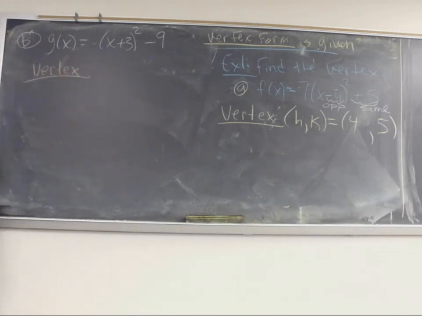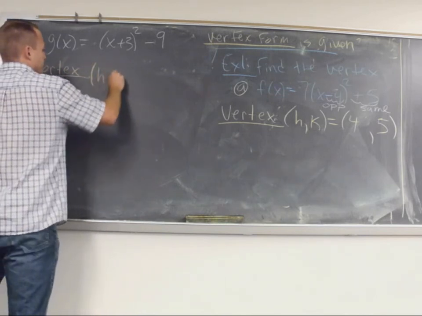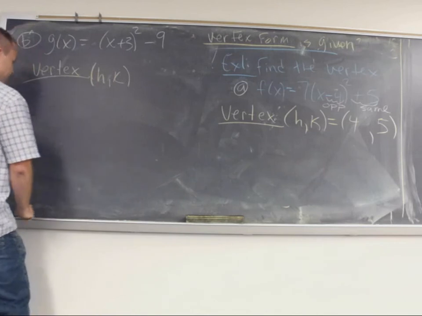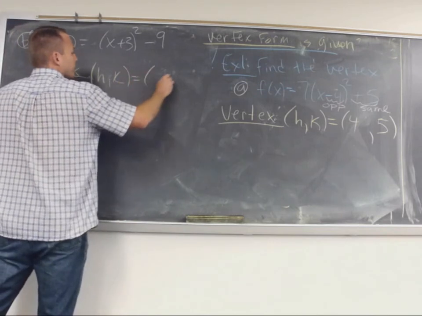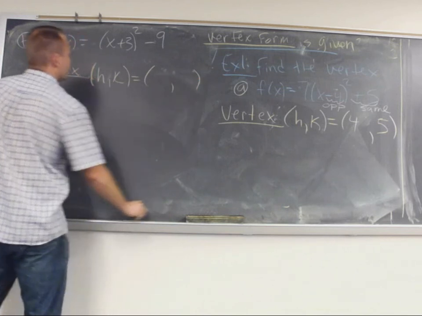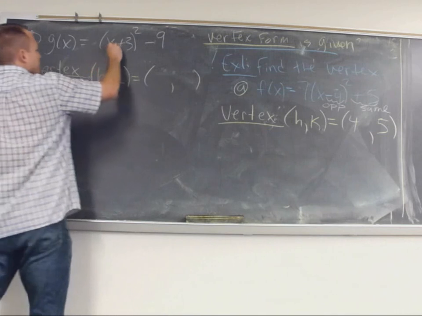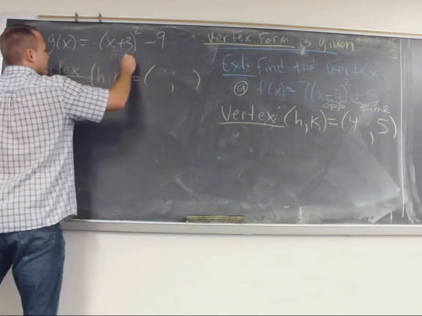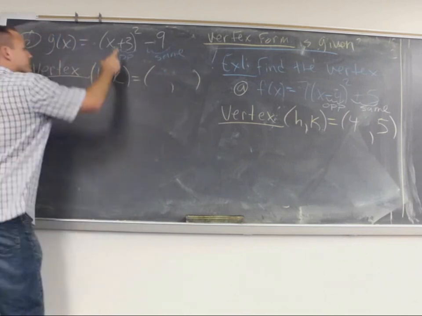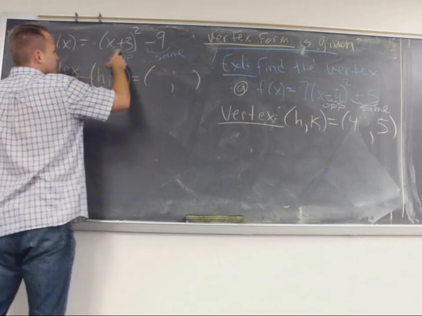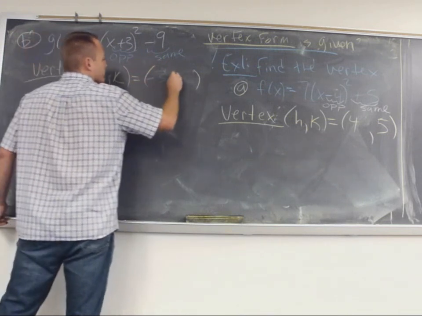But I'm interested in the vertex here, which is h comma k. All right, and so I'm going to have my two values here, and it's the opposite of the inside and the same sign as on the outside. This is my x and that's my y. So opposite of this sign makes it a -3, and the same as this one makes it a -9.